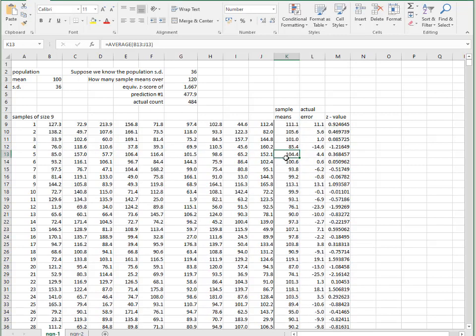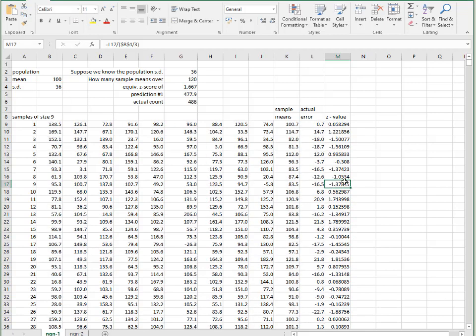So the sample means have a standard deviation here of 36 divided by 3, which is 12. So to get the z-score, what we're doing is looking at this error and dividing it by 12, which is this divided by 3. That gives us a z-score.